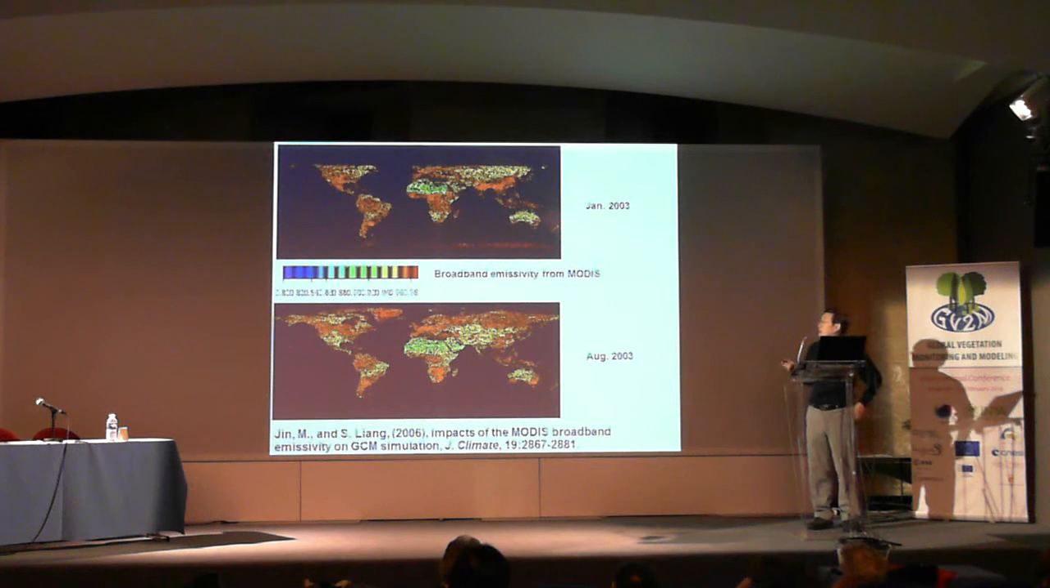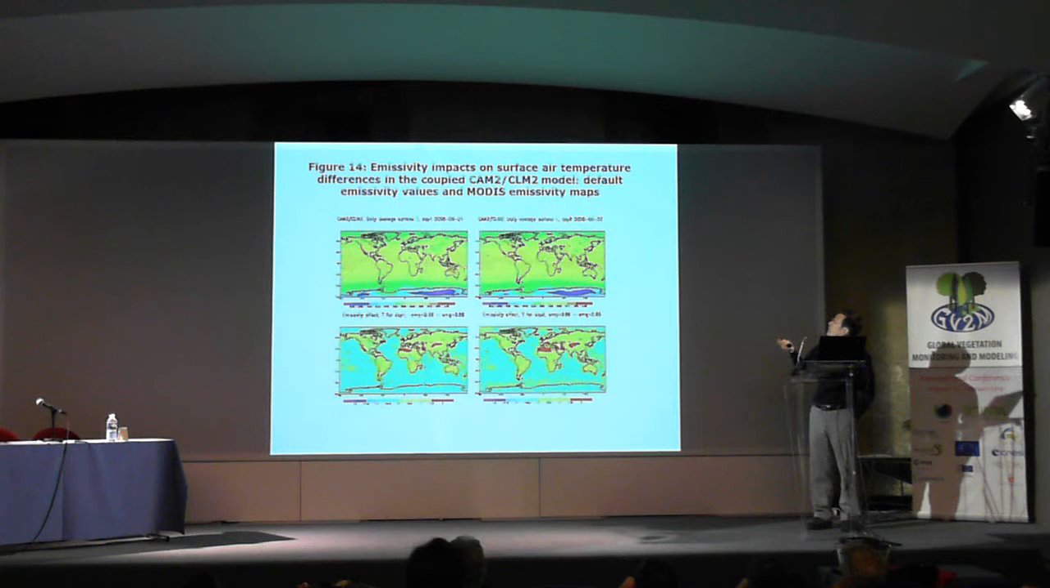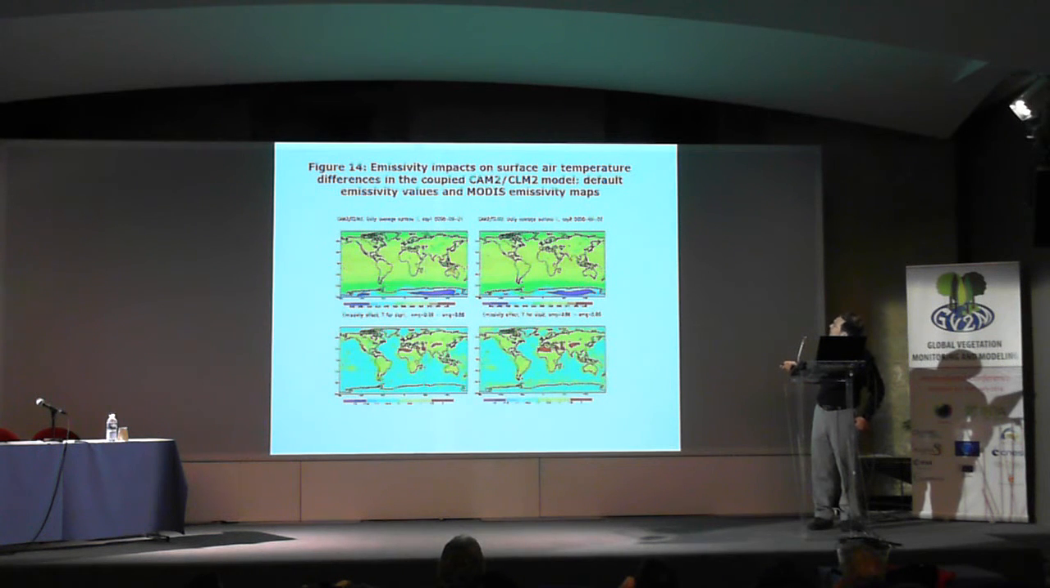A few years ago, we carried out a study. We calculated the broadband emissivity from MODIS spectral emissivity, for the summer and the winter. And then we ran a coupled atmosphere model, the Community Land Model. We keep everything the same. These are 2 random days, and we ran the coupled model twice. The first time, we ran the model using the default emissivity value. The second time, we ran the model using the MODIS emissivity value. The difference is very significant.